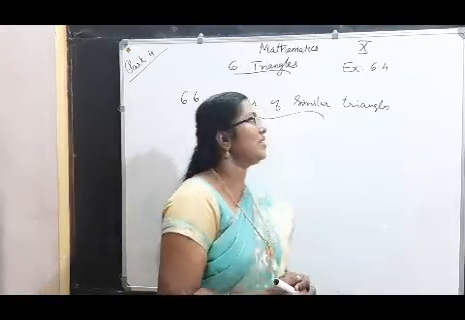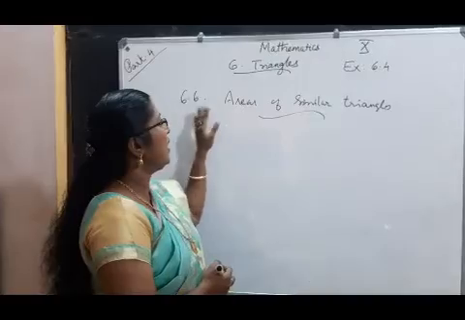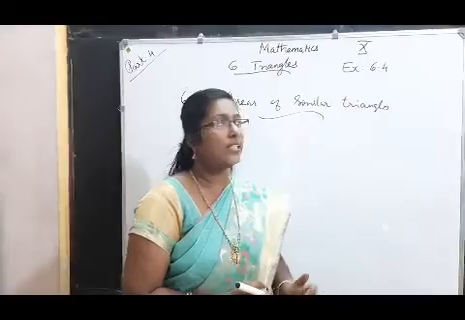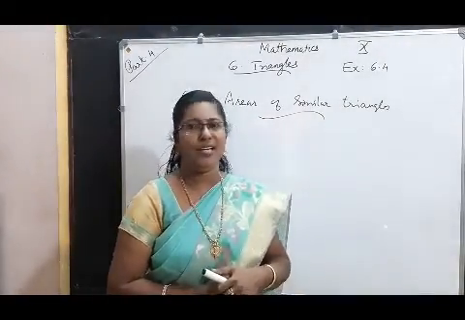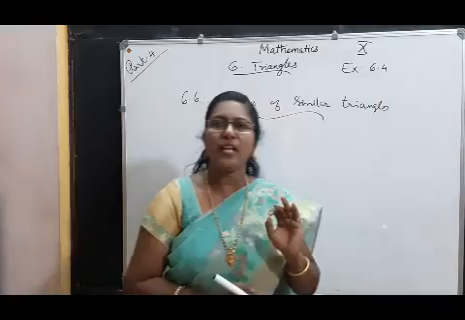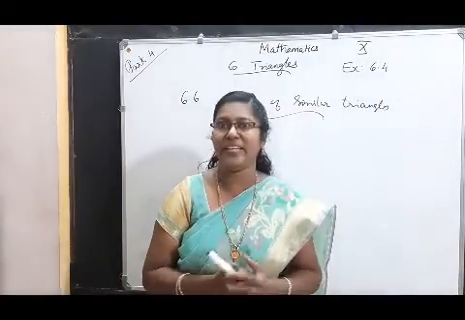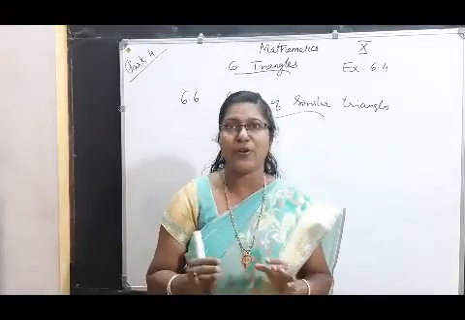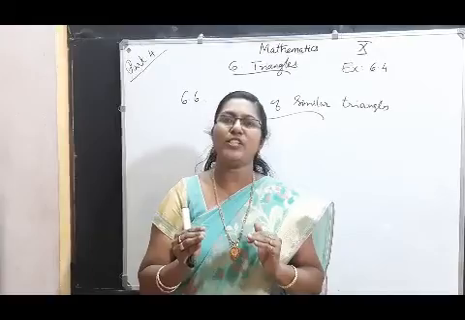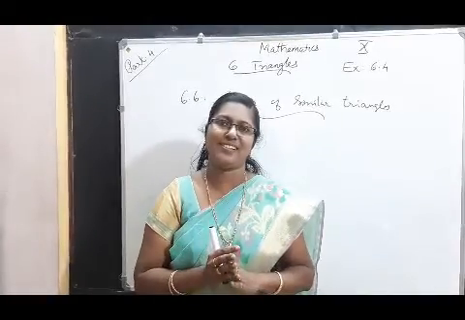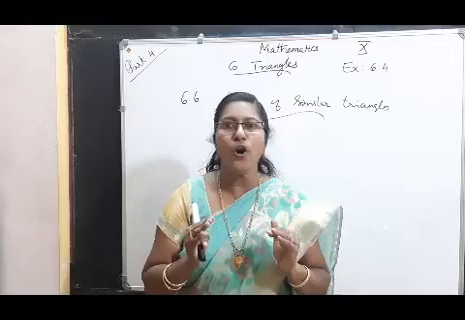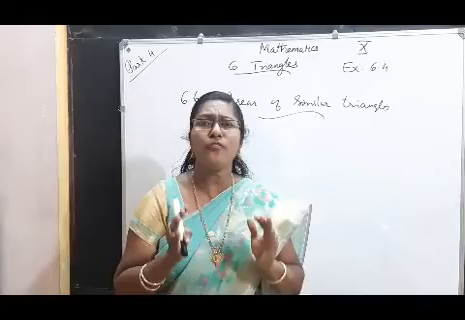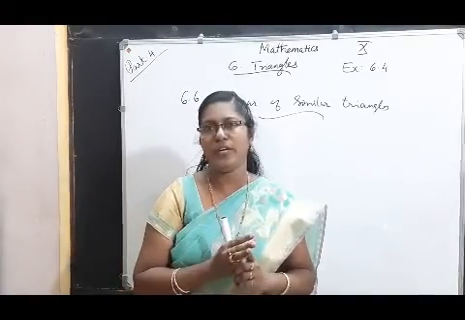Today we are going to discuss theorem 6.6, areas of similar triangles, and we are going to discuss exercise 6.4. Theorem 6.6, areas of similar triangles. The statement is, the ratio of the areas of two similar triangles is equal to the square of the ratio of their corresponding sides. I repeat, the ratio of the areas of two similar triangles is equal to the square of the ratio of their corresponding sides.